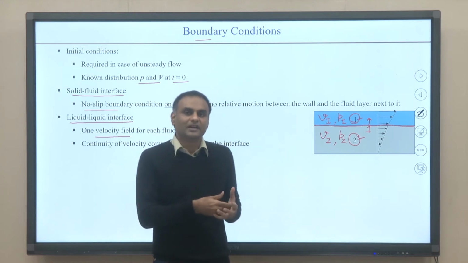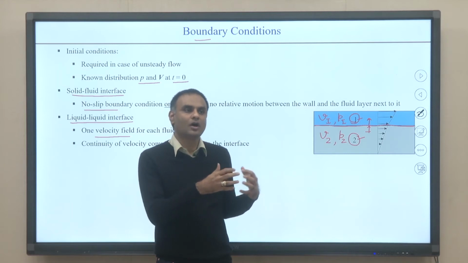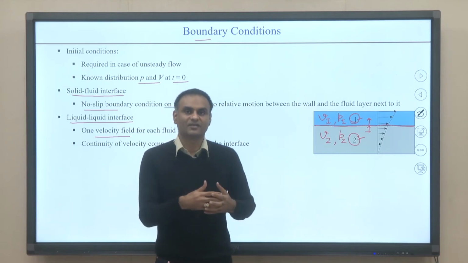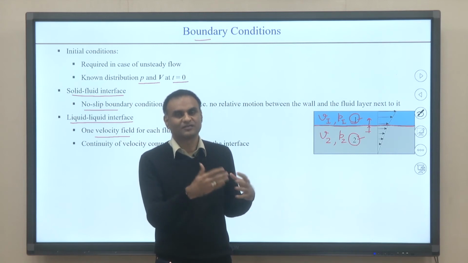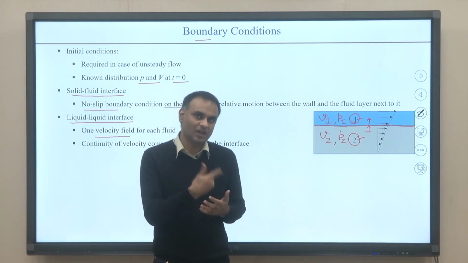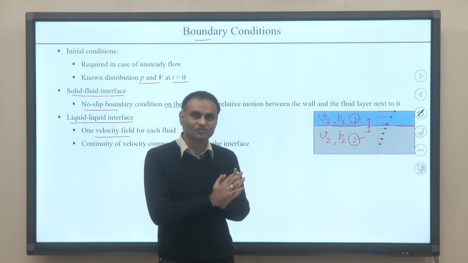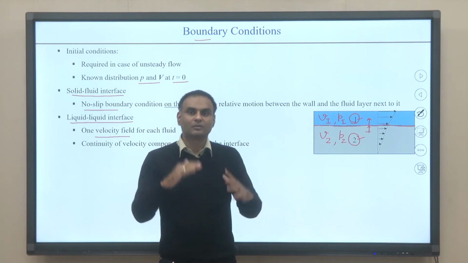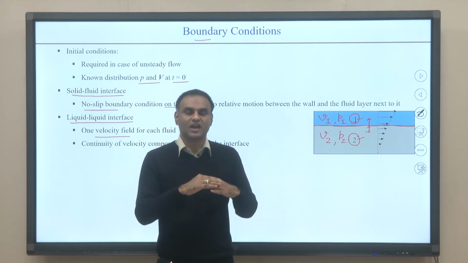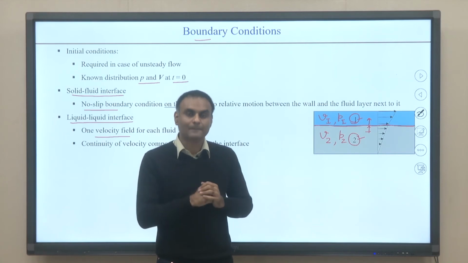This will not be valid when there is some mass transfer or evaporation happening at the interface. Then you need to take into account the mass transfer or phase change, evaporation or condensation. But for isothermal flows where there is no phase change and no mass transfer, the normal components of velocity in the two phases will be equal.